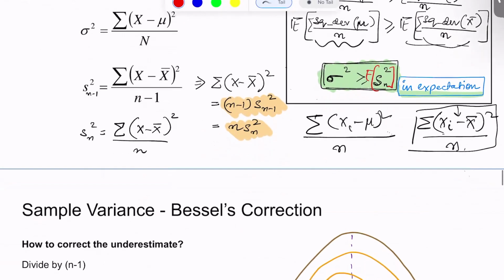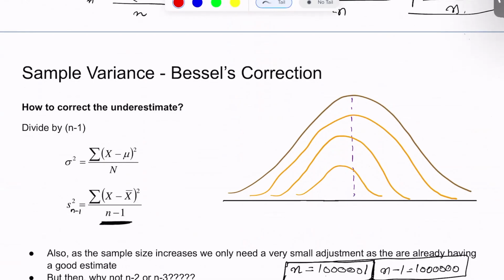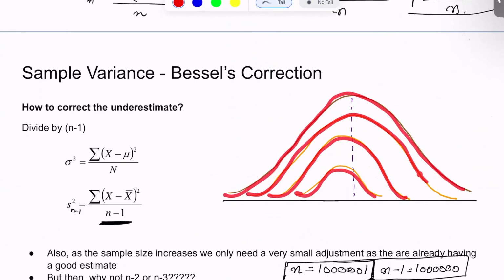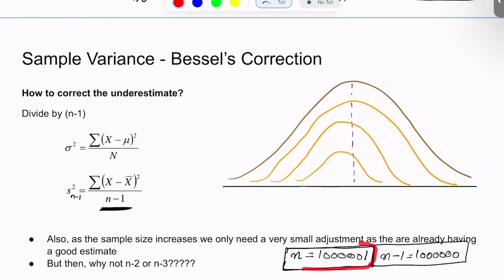Now we can also observe that as n grows, let's say this is the population distribution, this was a small data set, this was a bigger data set, then this was a bigger sample data set, the sample variance is getting closer to the population variance. So if n becomes a huge number, n minus 1 would still be a very small adjustment, as the variance is already a good estimate, already very close to the population variance. That's why this is also a good correction to have.